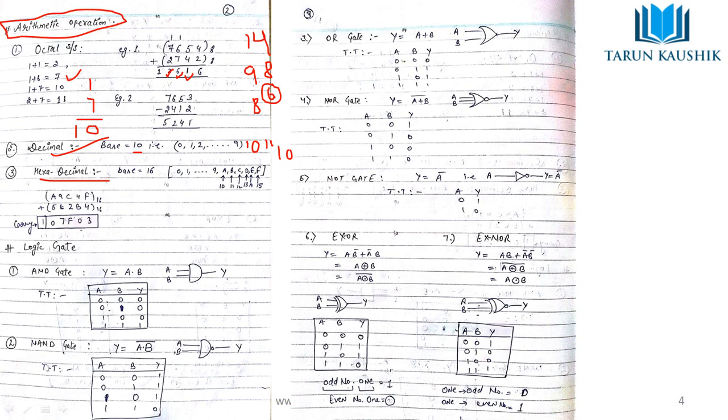Hexadecimal, the base is 16, which means the counting starts from 0 and goes up to 15, but after 9 there will not be 10, 11, 12, 13, it will be in alphabetic form, that is A B C D E F. A corresponds to 10, B corresponds to 11, and subsequently F corresponds to 15. So how to add these?